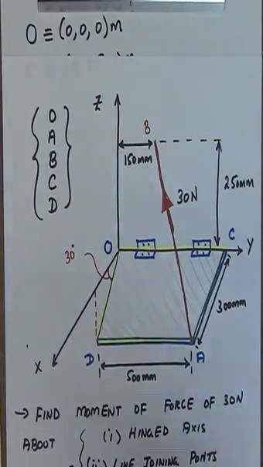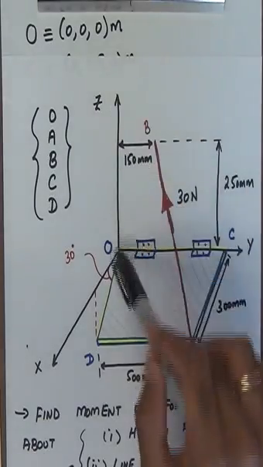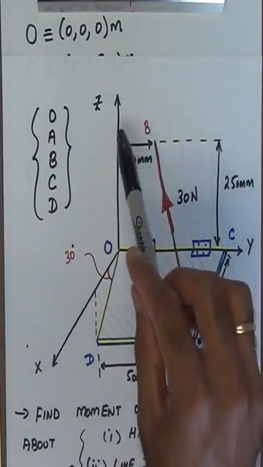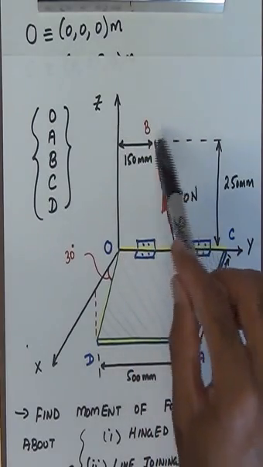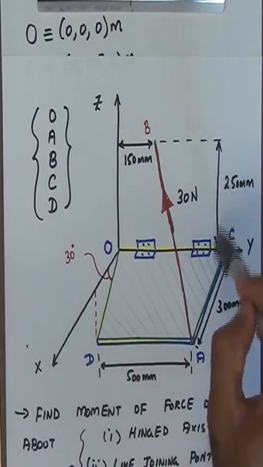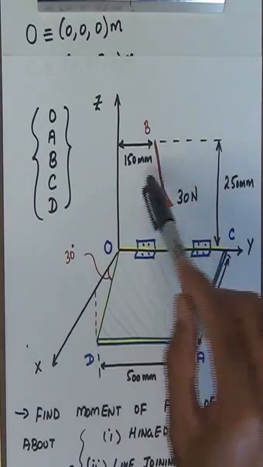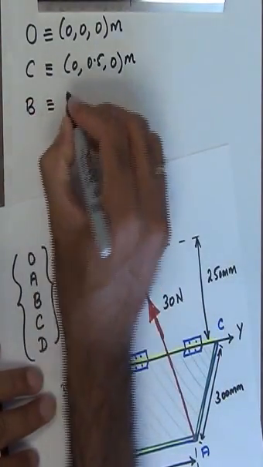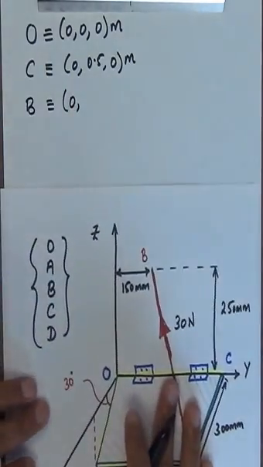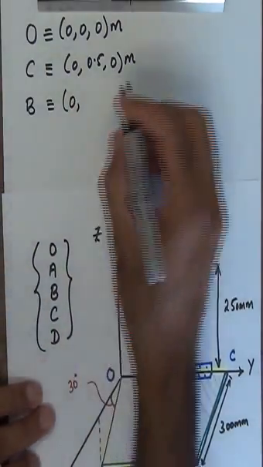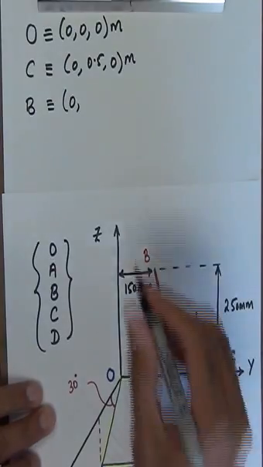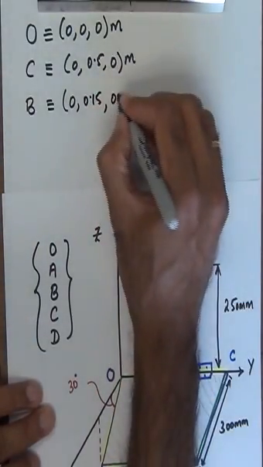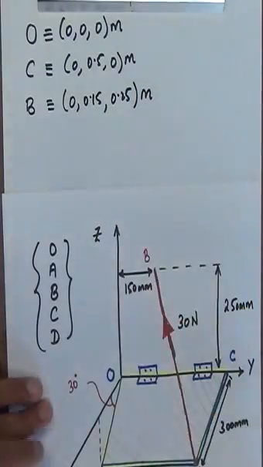Then we can write the coordinates of the point B as well. Look at the point B. The point B is a point on the positive zy plane, which means it does not have an x dimension. Along the y-axis it is at a distance of 150 millimeters, and along the z-axis it's at a distance of 250 millimeters, which means we're going to convert these into meters. So coordinates of point B are going to be 0 along the x-axis, as you can see, and then along the y-axis 0.15, and along the z-axis 0.25 meters.